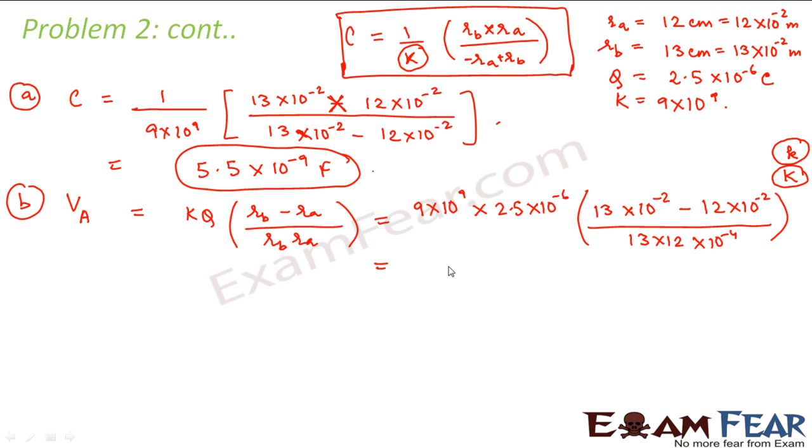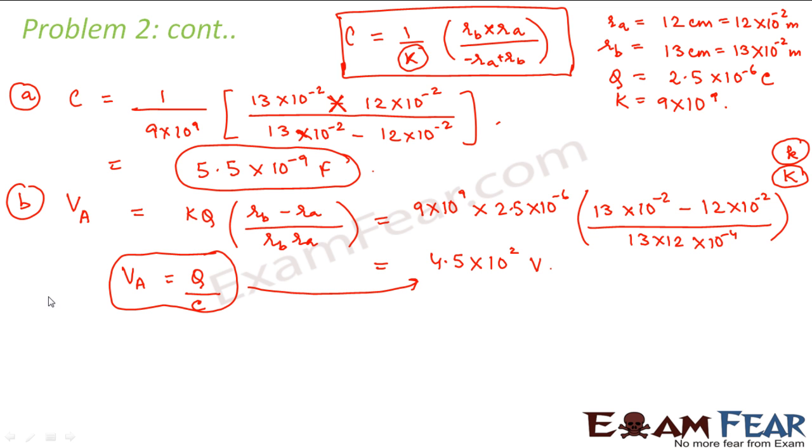So this value comes out to be 4.5 into 10 to the power 2 volts. Right? So this is one way of calculating. You can also calculate the potential on A using this, that potential is equal to Q, that is the charge on A, divided by capacitance C. So charge on A is given as 2.5 and C is also given. So you will also get the same value using this.